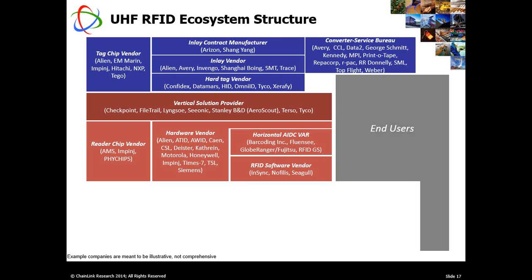This isn't a hard and fast rule, but we think, and I think Bill mentioned this, that VSPs are generally more profitable than HAVARs. Domain expertise seems to provide some differentiation and higher margins to VSPs than HAVARs are able to produce. And we'll have to watch that and see what happens. I have noticed that some horizontal AIDC VARs have evolved into vertical solution providers over time as they've gained domain expertise in a given area.